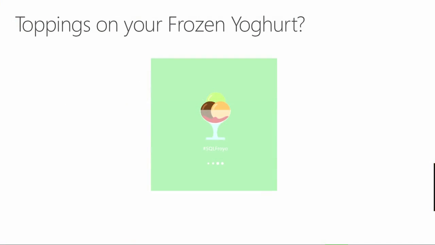Yay! Enough talking, Julie. We want to see things. All right, for my demo, I'm on Twitter. My Twitter handle is MissSQLGirl, MSSQLGirl. I decided to do something fun about this, so I've created a frozen yogurt app. My alter ego, MissSQLGirl, is selling frozen yogurt now.